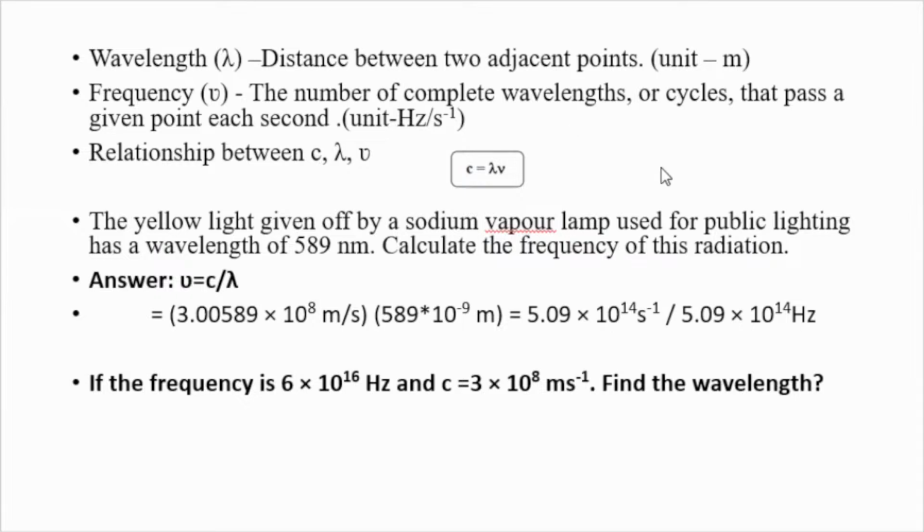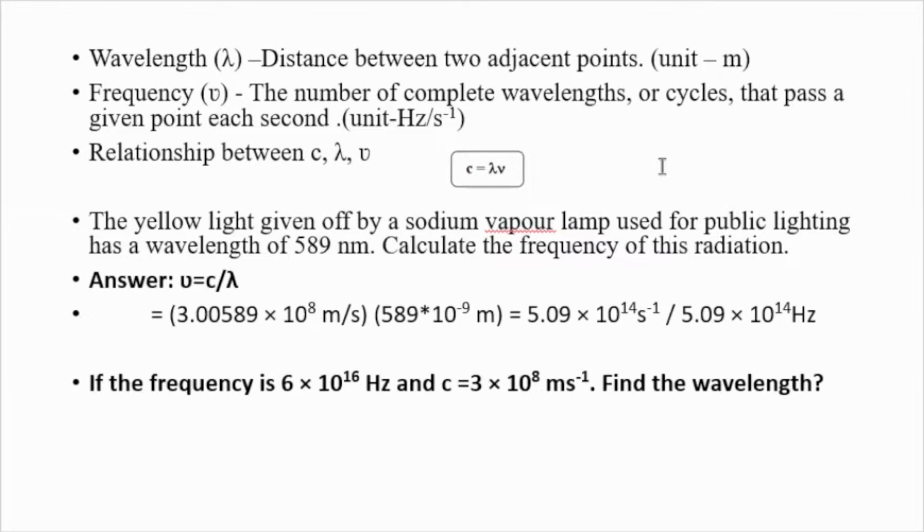Okay, I will tell this again. C is the speed of light, mu is the frequency, lambda is the wavelength. We combine these three and make a relationship, an equation. That is C equals lambda into mu. C is the speed of light, mu is the frequency, lambda is the wavelength.